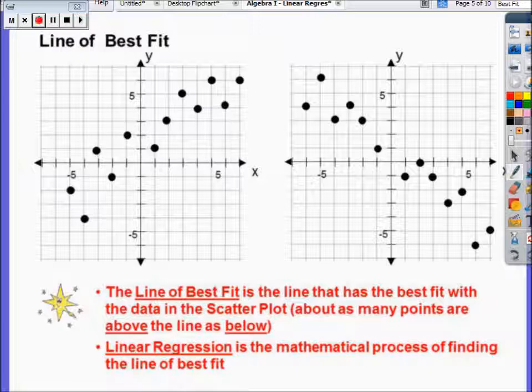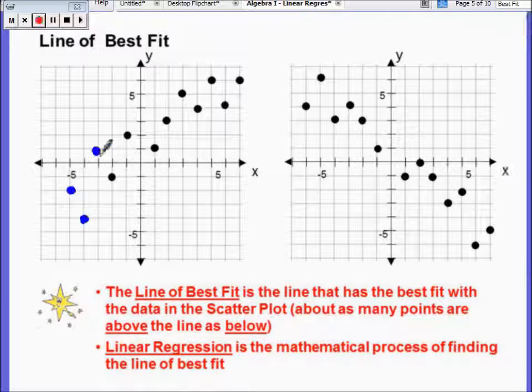All right, so this leads us to our line of best fit. The line of best fit is the line that has the best fit with the data in the scatter plot. So when we look at all of these ordered pairs here on our scatter plot, and we want to draw a line of best fit, it's going to be a line that fits within these data points. When you're doing it by hand, which we won't do too often, but you have to know how to do it, you need to draw a line that's going to have about as many points above the line as you do below the line.